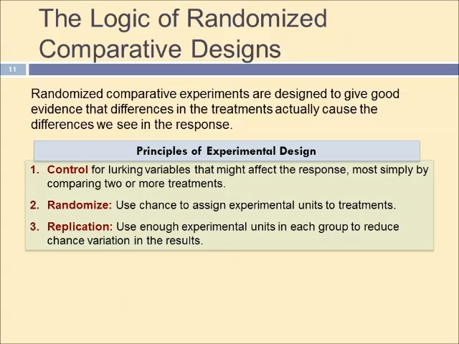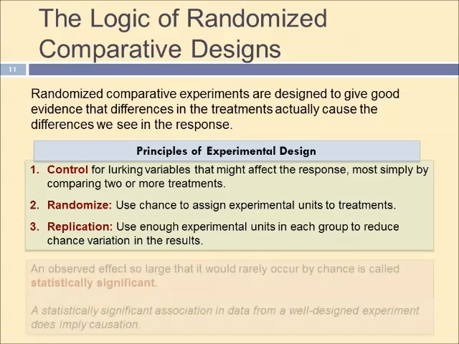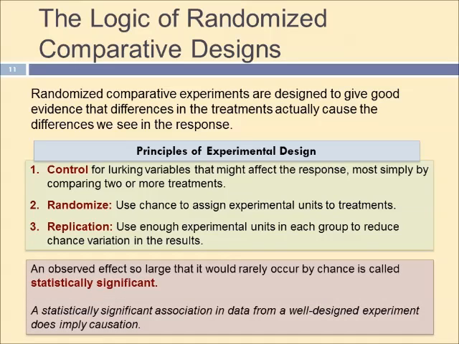And replication. We use enough experimental units, i.e. the sample size, in each group to reduce chance variation in the results. Once again, the larger the samples, the less variation we're going to have. An observed effect so large that it would rarely occur by chance is called statistically significant. A statistically significant association in data from a well-designed experiment does imply causation.